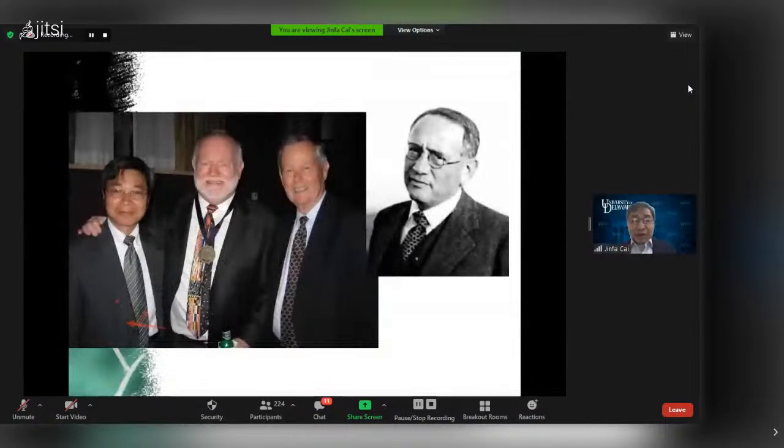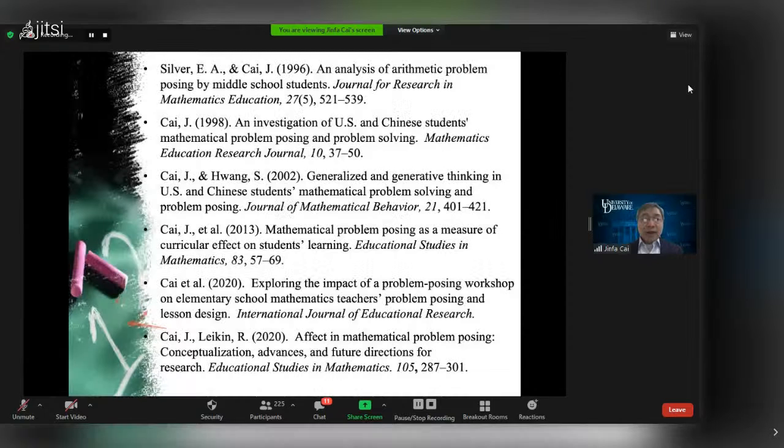My favorite picture I want to show you is that somehow I'm very proud to relate to all three of them. So I am A. Silver's student. A. Silver is Jeremy Kilpatrick's student, and Jeremy is George Polya's student. So somehow there is a little trace about problem posing. It's really a great honor to learn those ideas from them. Because of that, I followed A. Silver and I got engaged in the problem posing research.